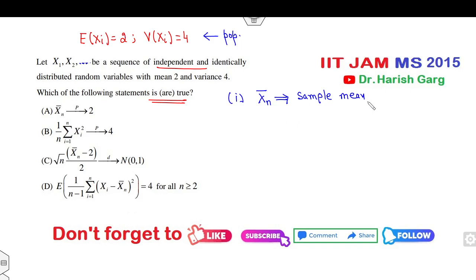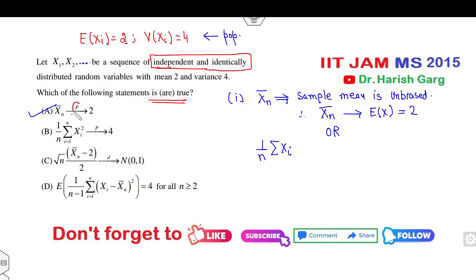And we all know sample mean is always an unbiased estimator. So what does it mean? Xn bar will converge to the E of xi. And the mean of xi is 2. So that means the answer is right. Or how can you write xn bar? 1 over n summation of the xi, and they are given to you as IID, plus they are talking about convergence in probability. So by the weak law of large numbers, this will converge to the E of xi, which is given as 2. So the first answer is correct.